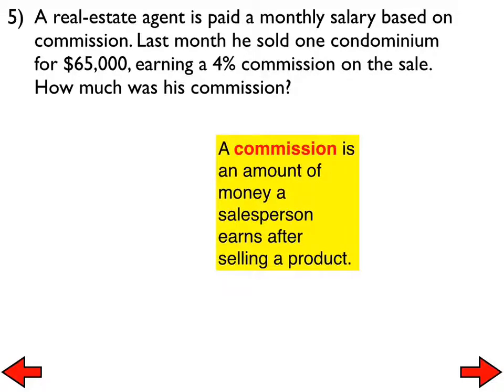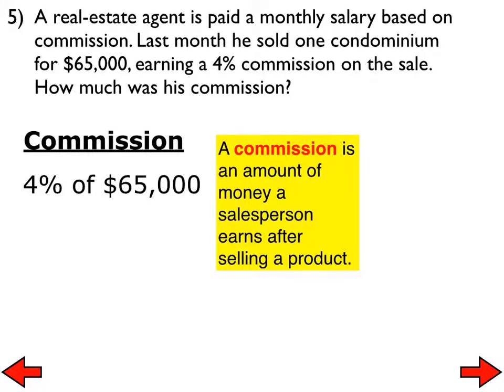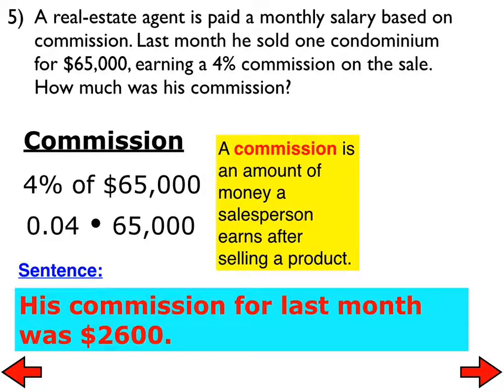And in fact, here's what I'd like you to do. Go ahead and do number 5 and number 6, please. So in number 5, a real estate agent is paid a monthly salary based on commission. Last month, he sold one condominium for $65,000, earning a 4% commission on the sale. So he earned basically 4% of $65,000. Translating into a math problem, that's 0.04 times 65,000. And so the amount of commission that he earned was $2,600 for selling the one condominium.